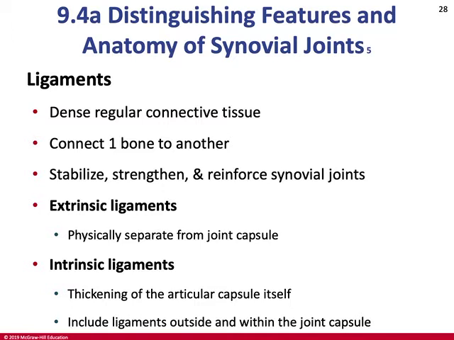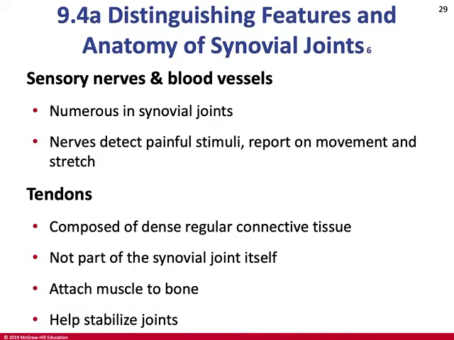Extrinsic ligaments are physically separate from the capsule, while intrinsic ligaments are within the capsule itself, and then there are even in some synovial joints intracapsular ligaments that are within the capsule. Okay, all the ligaments have very poor blood supply, and as a result, if they're ruptured or snapped in some way, generally they have to be surgically repaired or replaced.